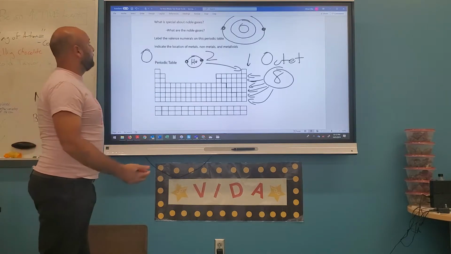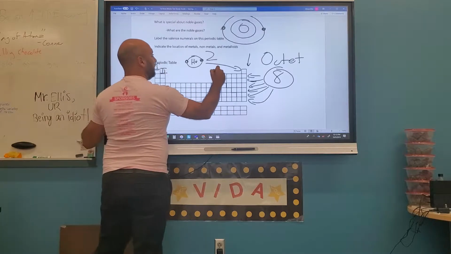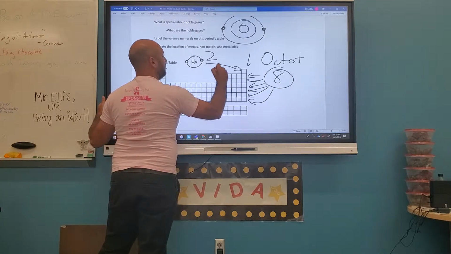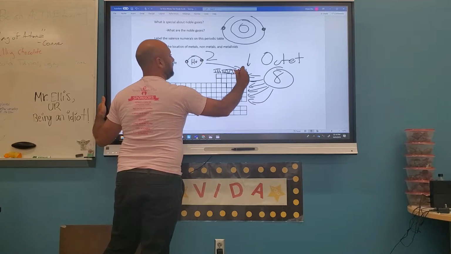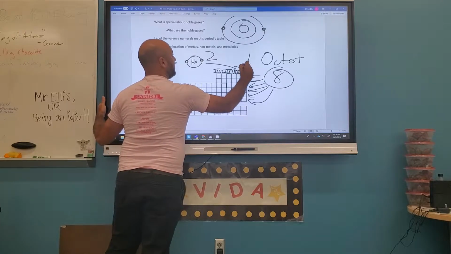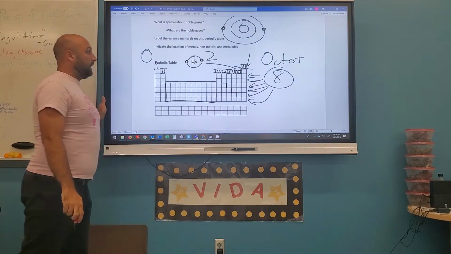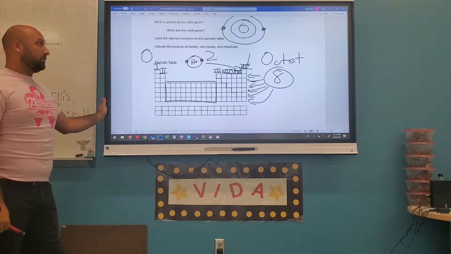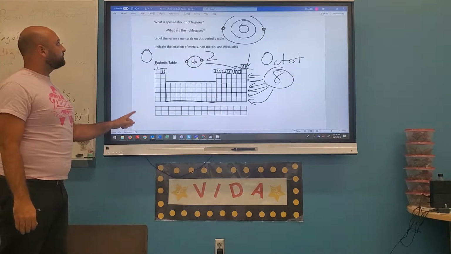Label the valence numbers on this periodic table. Well, we have 1, 2, we have 3, we have 4, we have 5, we have 6, we have 7, and we have 8. We ignore these guys over here, these transition metals, because they are weird, and you will have to deal with them in chemistry, but you're not quite there yet. So you got a couple years before you have to worry about that stuff.